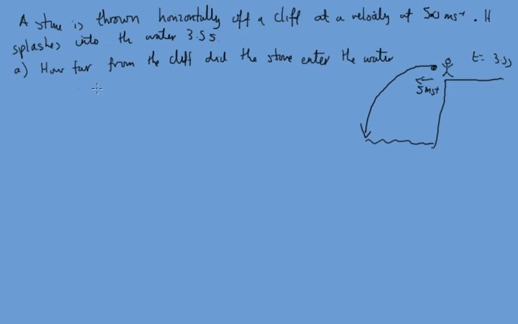So again, we're just going to use our simple equation of motion. V equals d over t. The velocity is 5. Distance is what we are trying to work out over time, which is 3.5. So our distance is going to be, calculating it out, 17.5 meters.